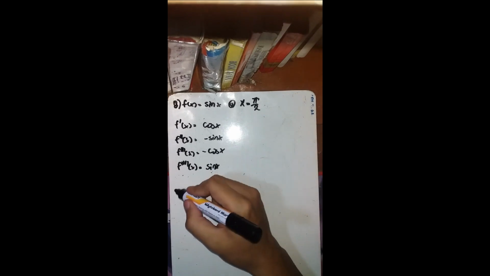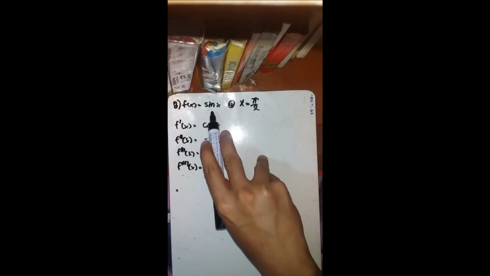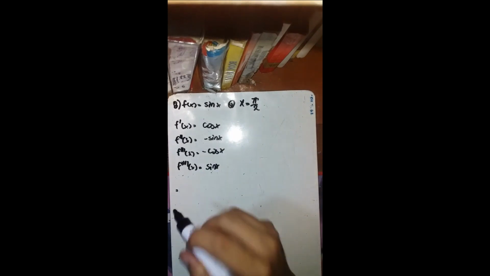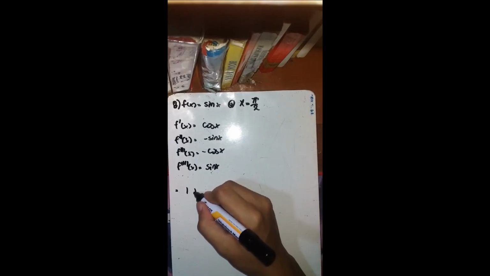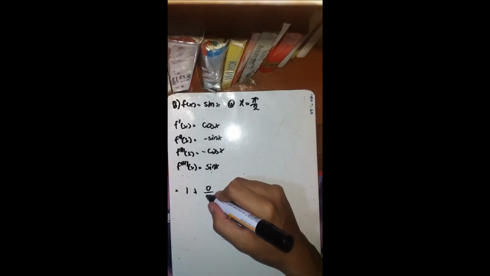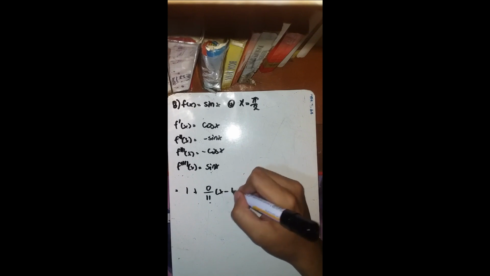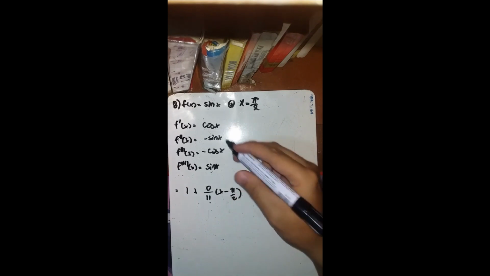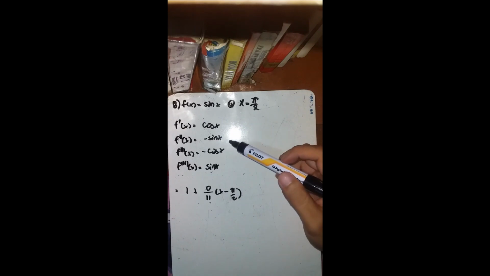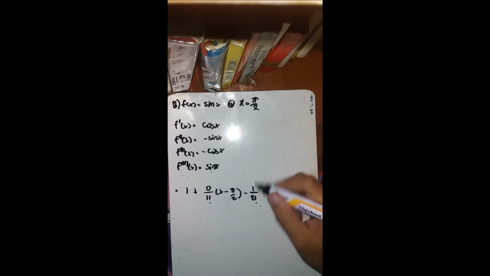Then we simplify. So when your x is pi over 2, sine here is equal to 1. So your cos pi over 2 is equal to 0, so it's 0 all over 1 factorial times (x minus pi over 2). Negative sine pi over 2 is equal to negative 1, so minus 1 all over 2 factorial times (x minus pi over 2) raised to 2.